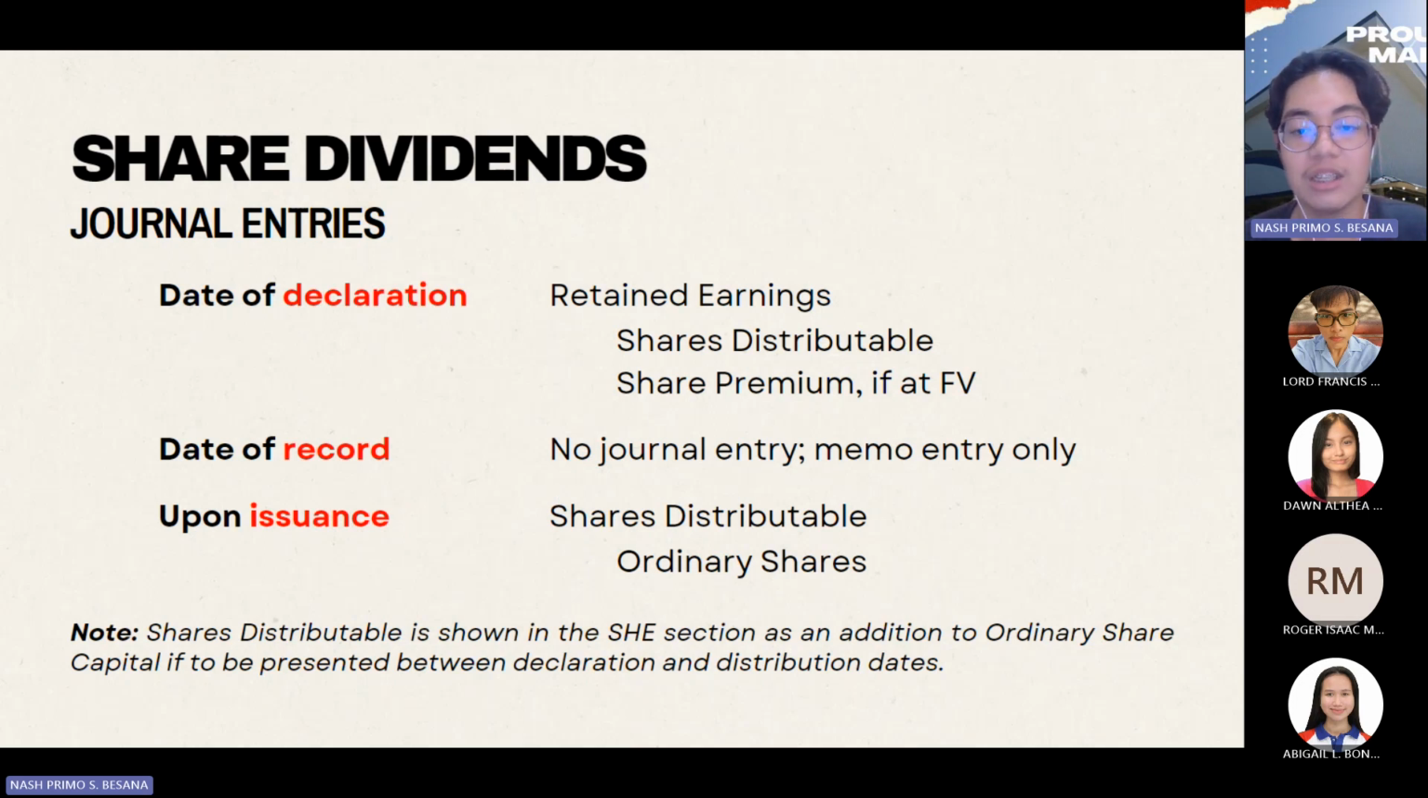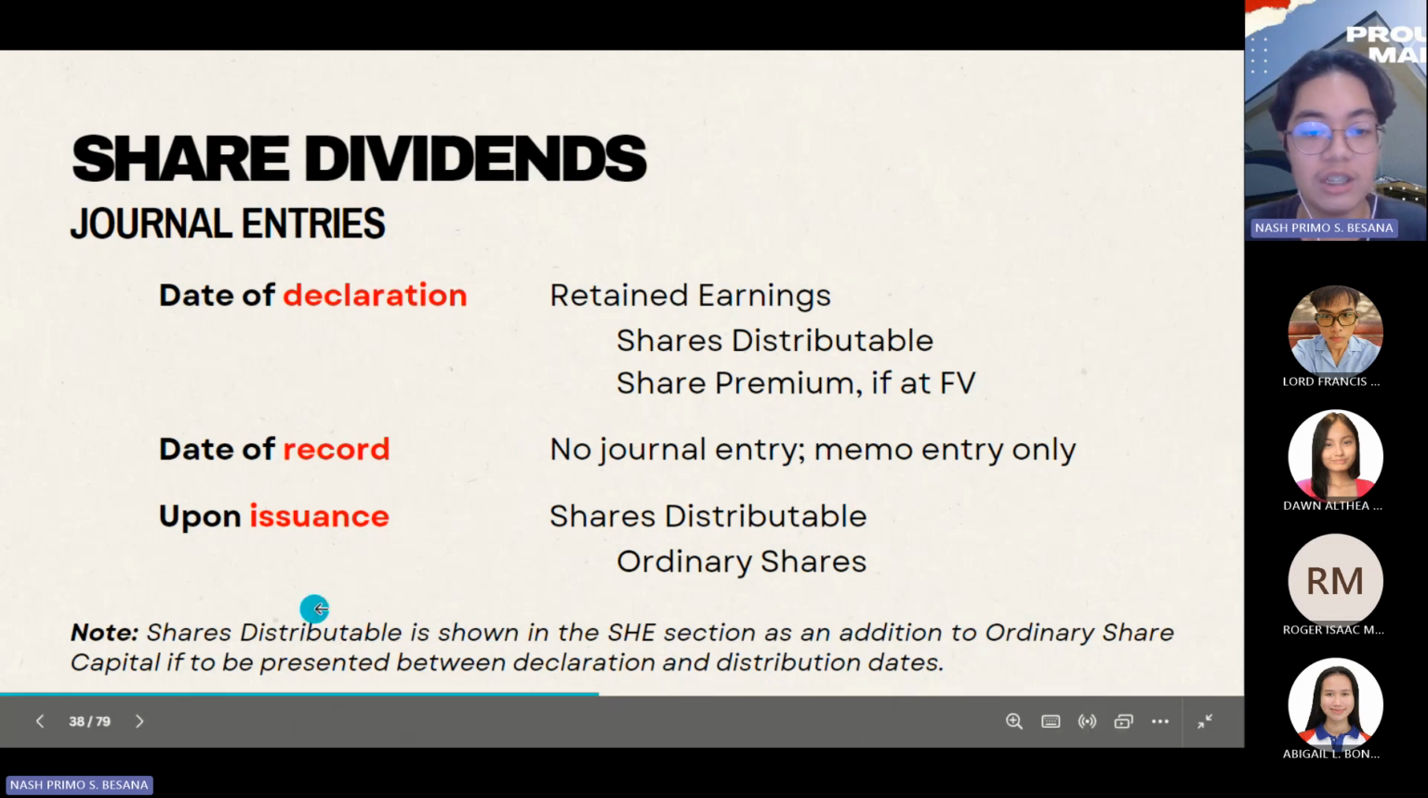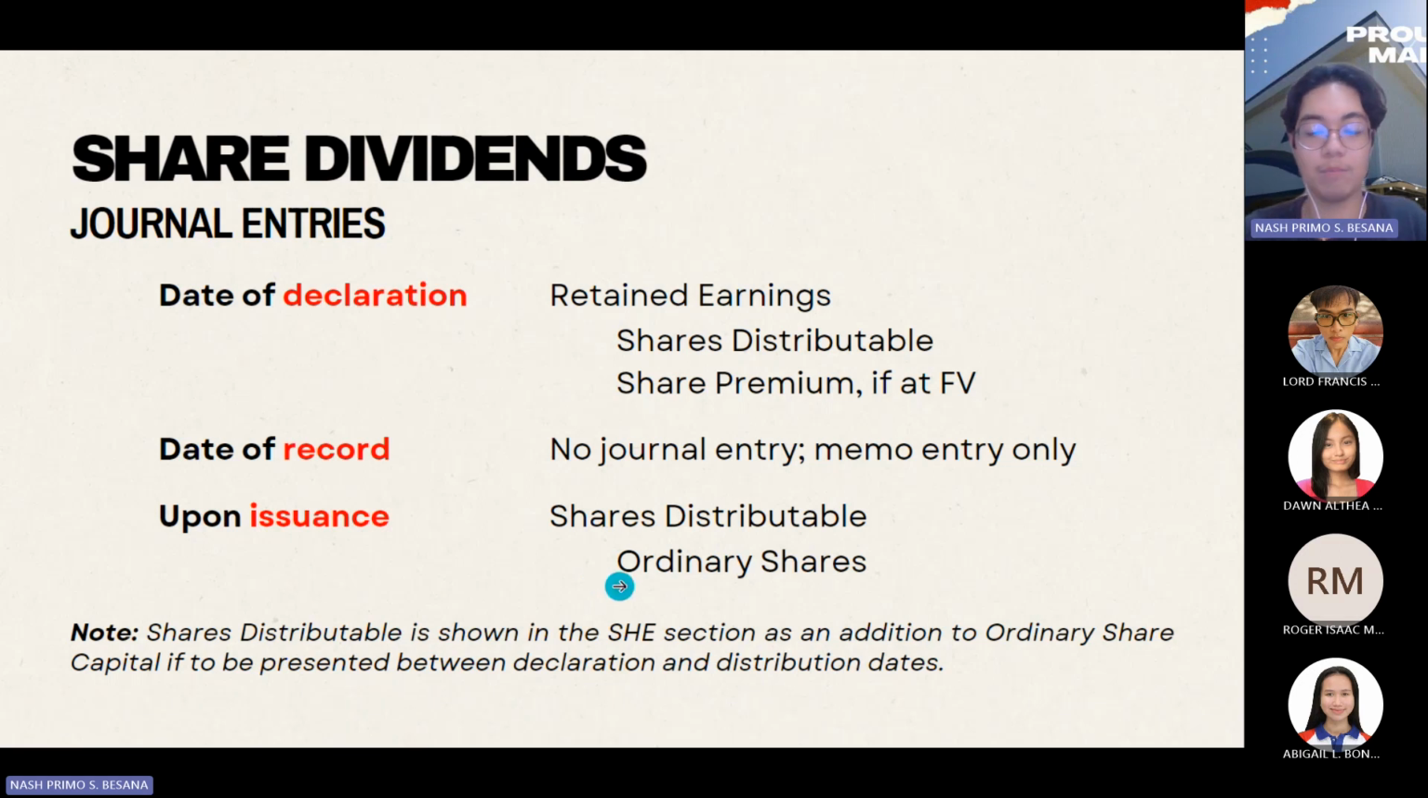So we would debit shares distributable and then credit na yung ordinary shares or share capital ordinary, whichever man yung ginagamit nyo. And then note, shares distributable is shown in the shareholders' equity section as an addition to ordinary share capital if to be presented between declaration and distribution dates.